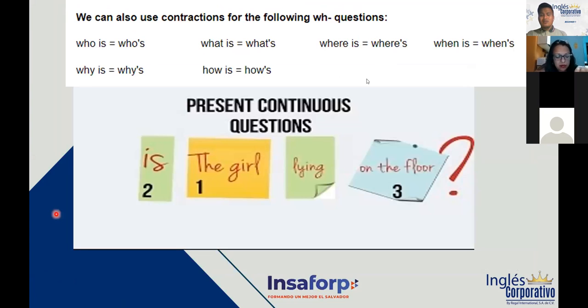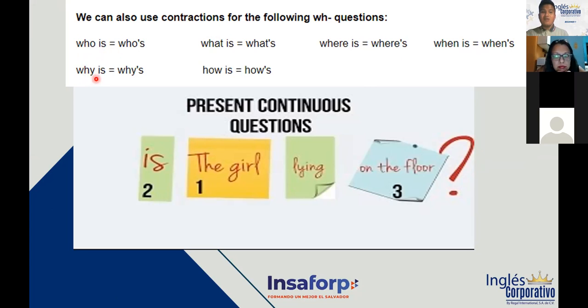And I also wanted to tell you that we have contractions also. Contractions with the verb be, with the WH questions. It means that if I have who is, I can make the contraction and I can say who's. But you gotta be really careful with the pronunciation because it's very important that you pronounce the letter S clear, all right? Very clear.